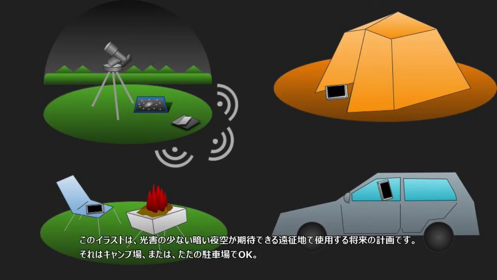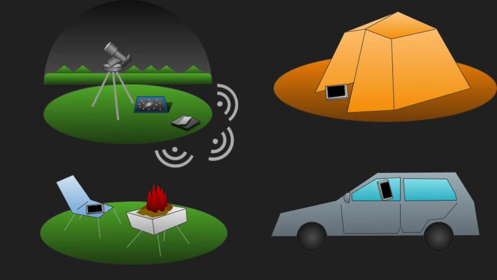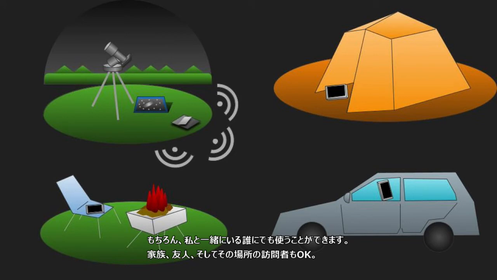This is my future plan of using this setup on a remote site, where the dark night sky with less light pollution is expected. It could be a camping site, or simply a parking lot. Of course, this plan could be applied to anyone with me there. My family, my friends, and any visitors on the site.